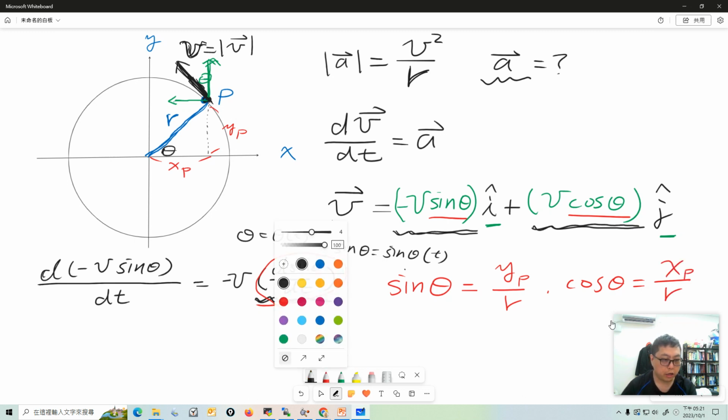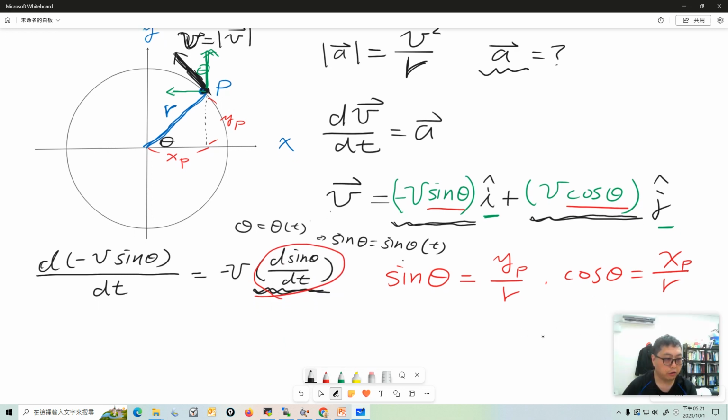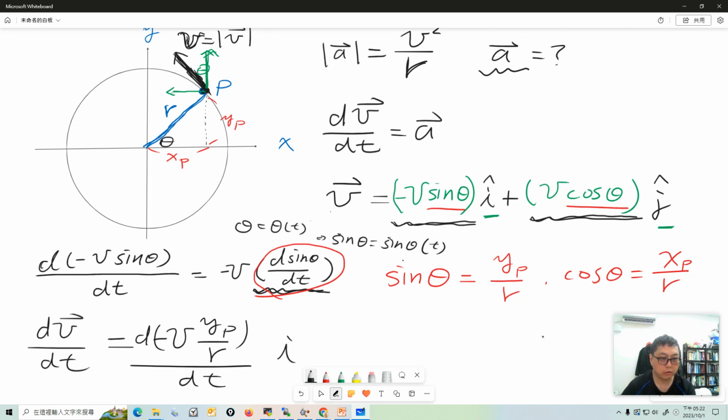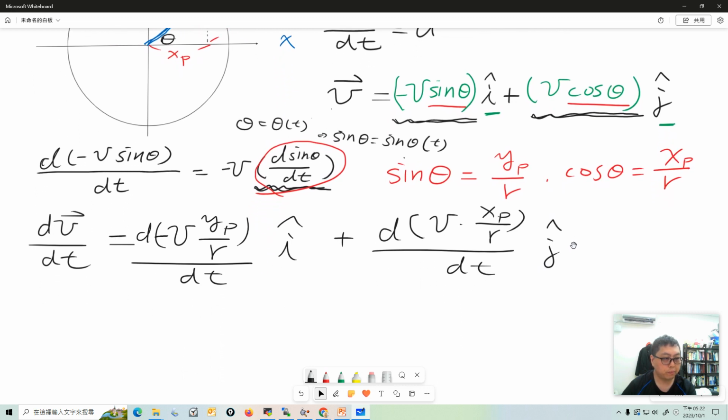Then we put this information back into our derivative. So our derivative of velocity with respect to time will be minus v over r times d yp over dt, i, plus v over r times d xp over dt, j. So is this information helpful?